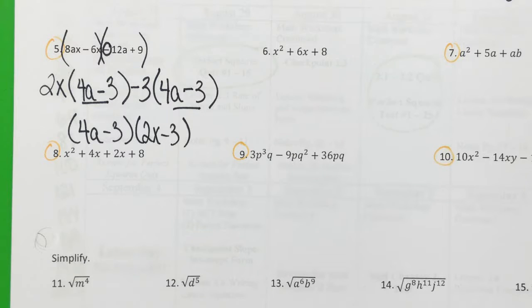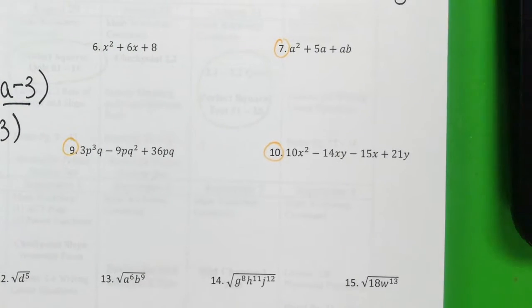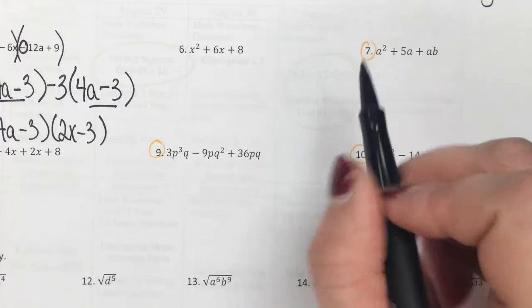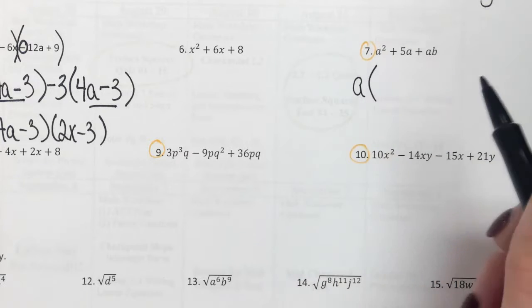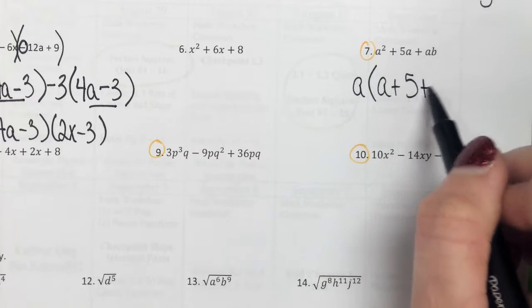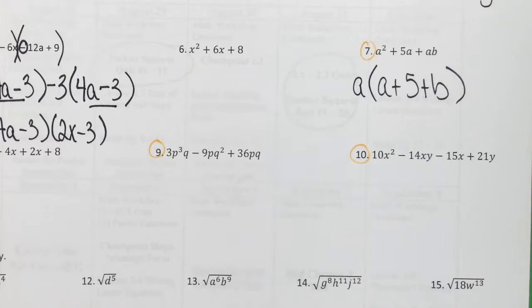What about number 7? How many terms does that one have? 3. And if you have 2 or 3 terms, what do you do? Greatest common factor, which is how much? A. Very good. Plus 5 plus b. Perfect. How about that? Feel okay?